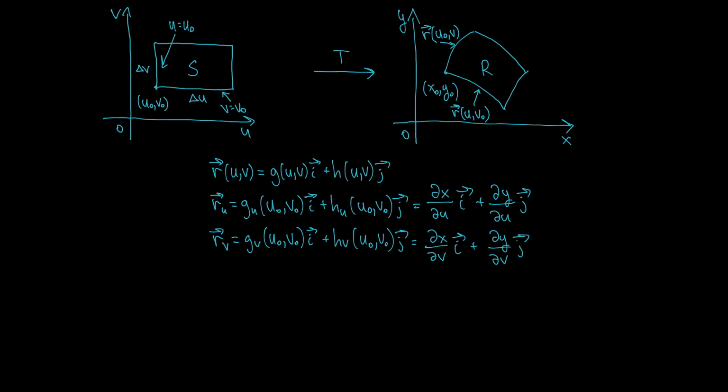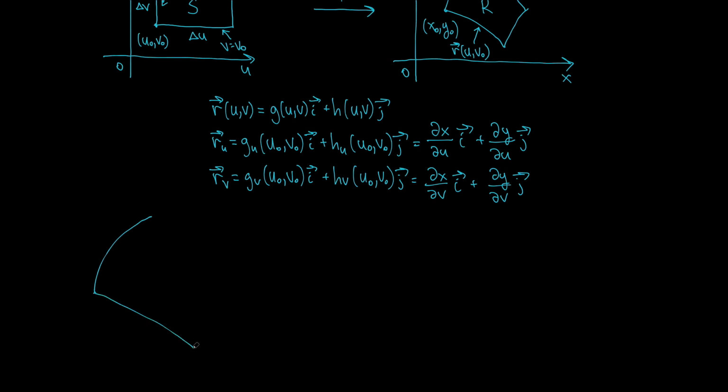I would like to take a closer look at this region R, so I'll draw it over here. Okay, so this is my R. What I would like to do is come up with some vectors over here and over here, so that I can make a parallelogram to approximate the area of this rectangle. We'll call these vectors A and B.